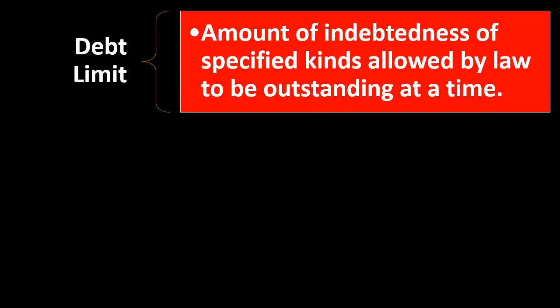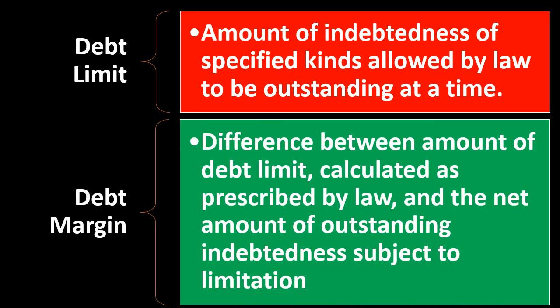Many governments will put on a debt limit in order to limit the amount of debt that can be incurred. A debt limit is the amount of indebtedness of specified kinds allowed by law to be outstanding at a given time. Debt margin, then, is the difference between the amount of the debt limit, calculated as prescribed by law, and the net amount of outstanding indebtedness subject to limitation.